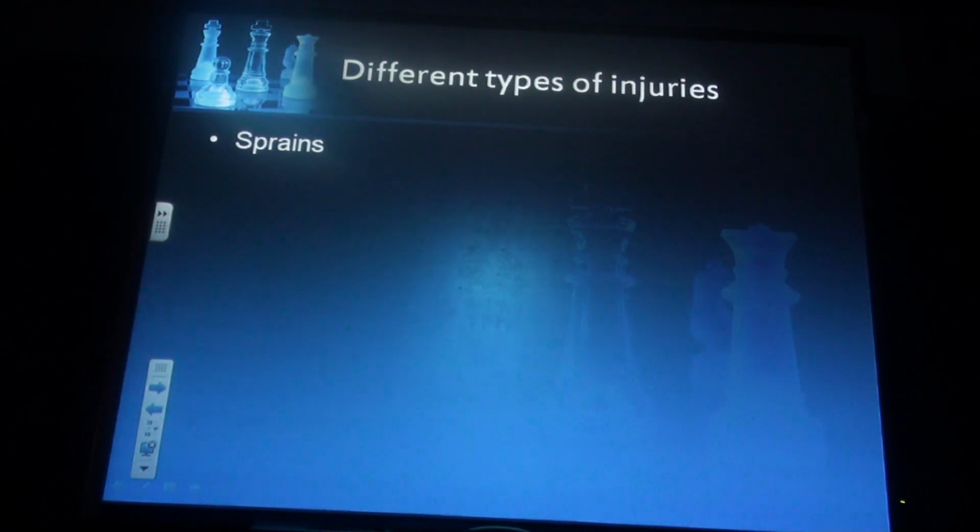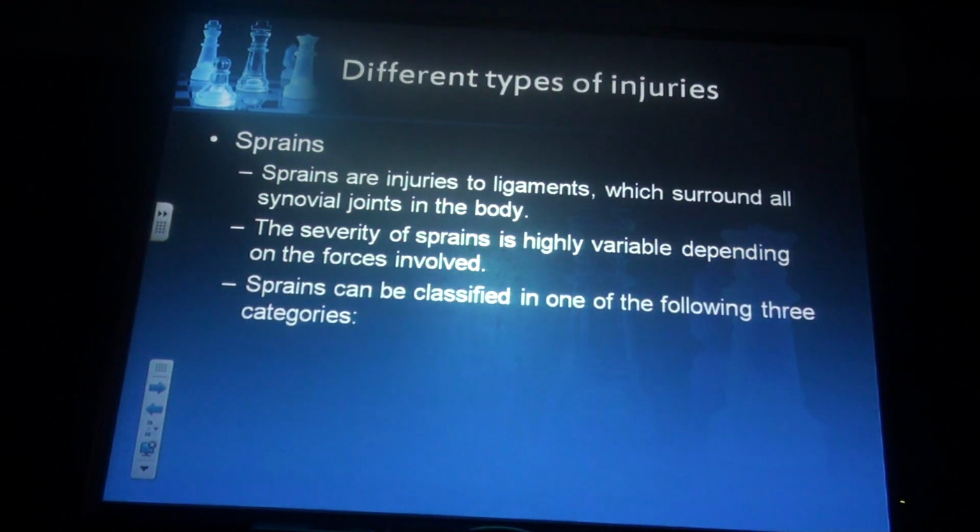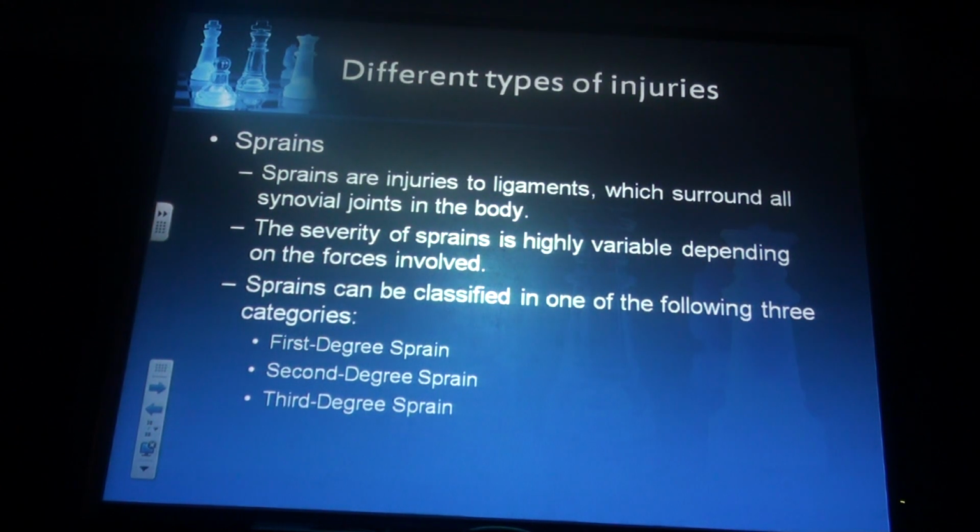Okay, now we're going to talk about sprains when we talk about different types of injuries. Sprains are injuries to ligaments which surround all synovial joints in the body. The severity of sprains is highly variable depending on the forces involved. Sprains can be classified in one of the following three categories: first degree sprain, second degree sprain, third degree sprain. It shouldn't be really hard to remember that it's first, second, and third degree.